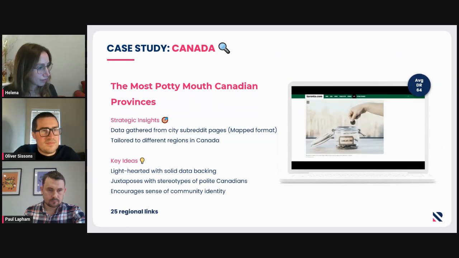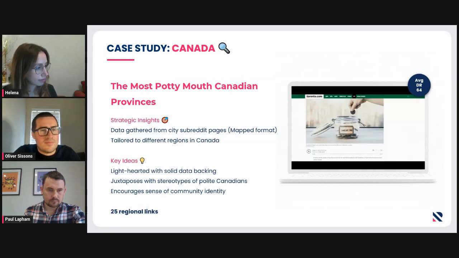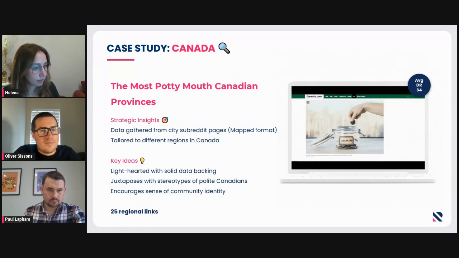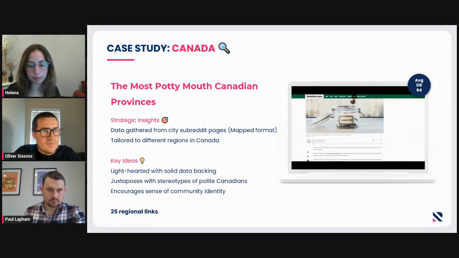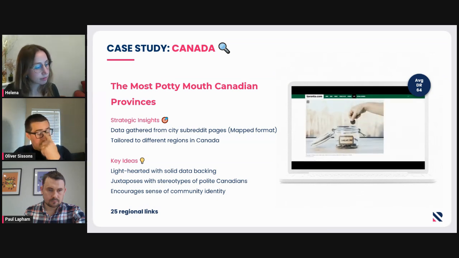Whereas a lot of these types of campaigns tend to be anecdotal, for this one we really powered it and did it differently by using data collected directly from Reddit, which is seen as an authoritative voice for both sentiment and behavior and is popularly used across the world, but also in Canada. The way to do this was, we found subreddits associated with cities and regions of Canada and analyzed all their posts for the frequency and severity of swear words. So although it's a light-hearted piece, it has a solid data backing that resonates with the typical reader in Canada.